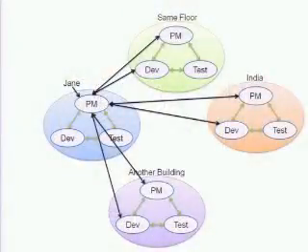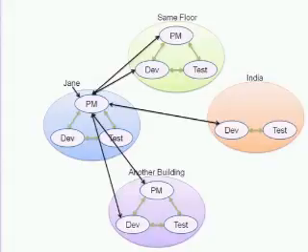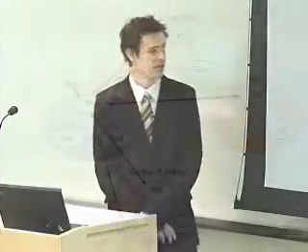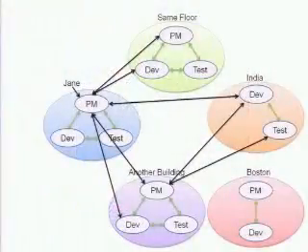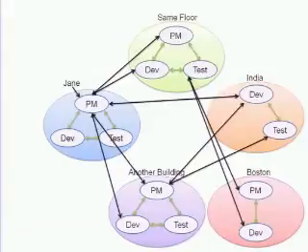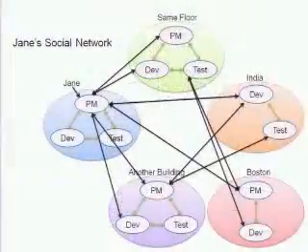Now, an interesting thing happened while we were observing this situation, or a little bit before the interviews. This PM in India moved to the other building. So now their dev and their test depend very heavily on a PM that is not located with them or even in the same country. Jane also interacts with a team from Boston, but their tests aren't in Boston, they're on the same floor. And Jane interacts with their PM. So this is actually a quite simplified version of what's really going on, and we call this Jane's social network.